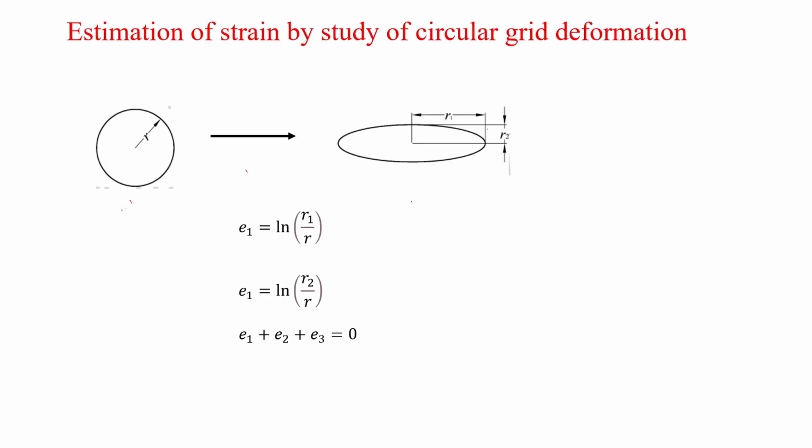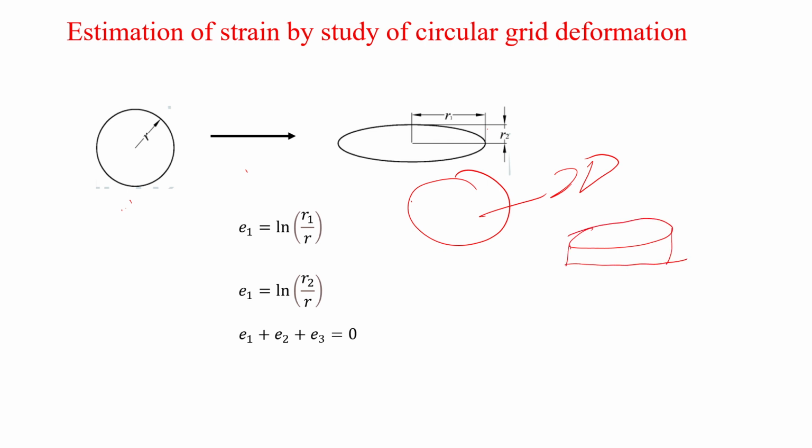So how is E3 determined? See, I have considered it as a 2D object, because a circle is a 2D object. But if, for example, there is a circular disk, a circular plate with some thickness, for example T.